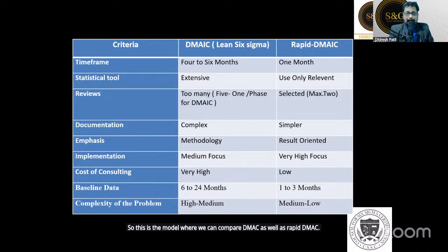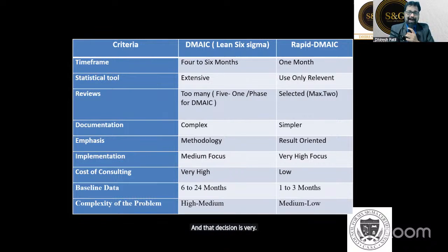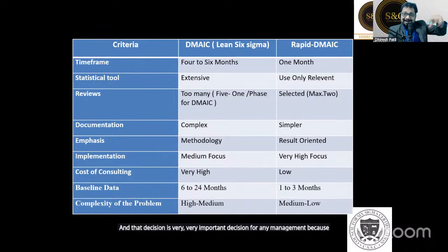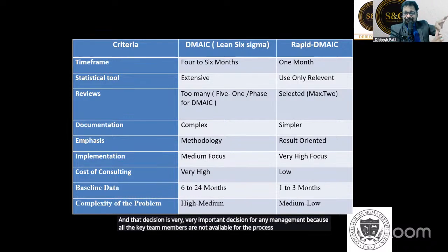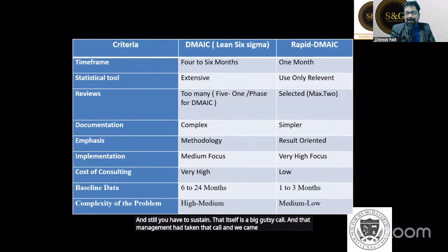I have used rapid DMAIC only once, where we completed 2 or 3 green belt projects in 1 week, because management gave us that task and all the main key stakeholders were released for 1 complete week. That is a very important decision for any management, because all the key team members are not available for the process for a week, and still you have to sustain. That itself is a big gutsy call. Management took that call, and we came out with flying colors after 1 week, with a fantastic implementation plan. After that, they rolled out the plan and they got the result.